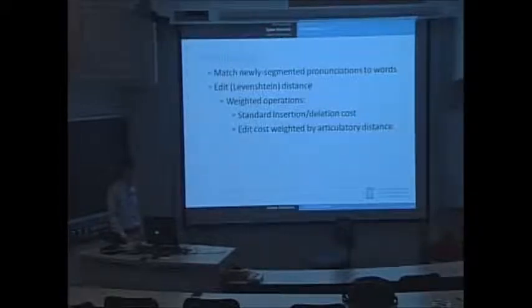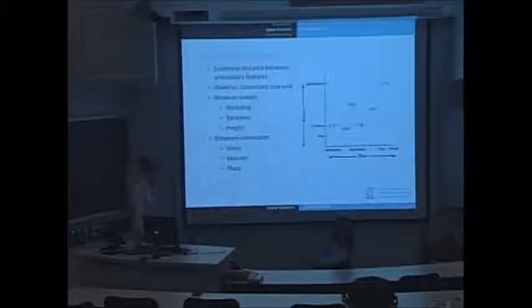And by operation, I mean either an insertion of a letter, the deletion of a letter, or the substitution of one letter with another. But in our implementation, we weight these three operations a little bit, so that insertion and deletion still cost what they normally would, but substitution cost is weighted according to which two phonemes are actually being substituted for one another. And the articulatory distance metric that we use is based on phonetic features.